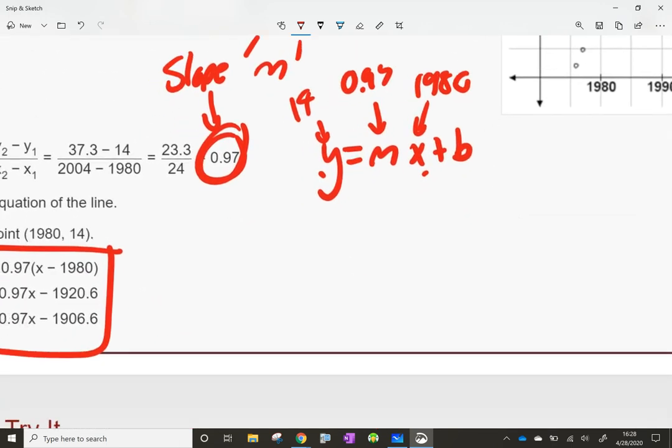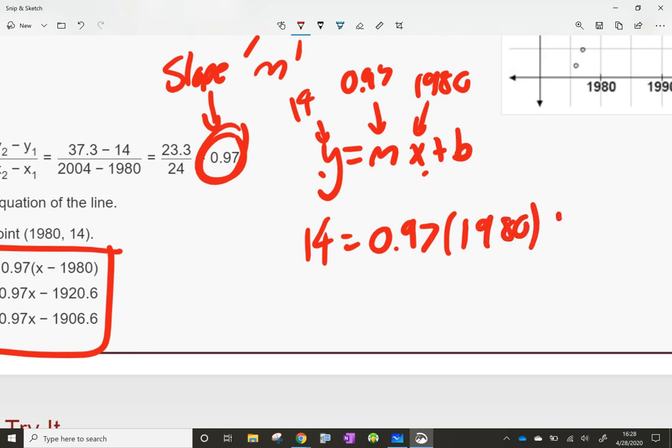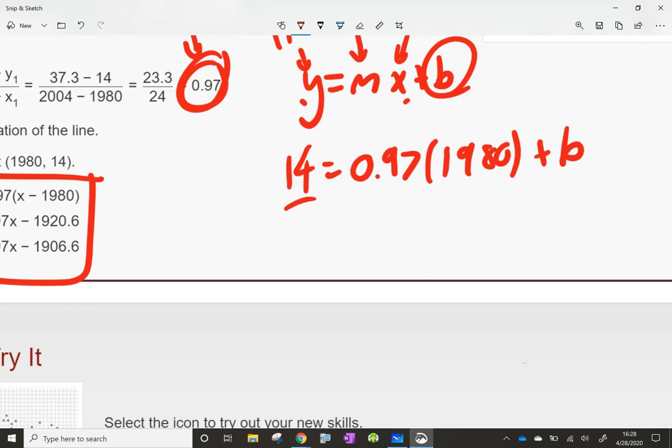So let's plug all those values in, right? I'm plugging 14 in for the y. I already know 0.97 for the m. I'm plugging in 1980 for the x. And then I just don't know b. That's the only thing I'm not plugging anything in for, because my goal is to solve for b. So I plugged in the y, the m, and the x. Now I'm just going to solve for b.